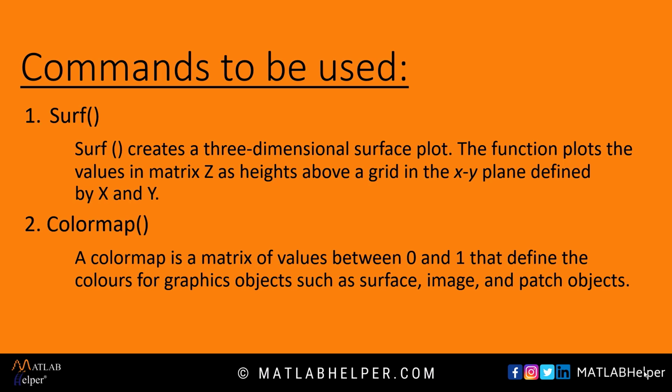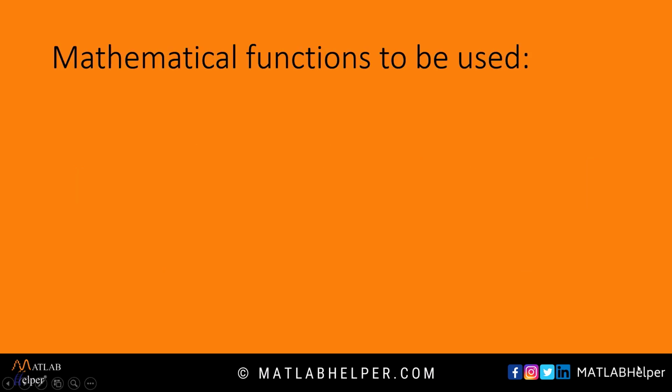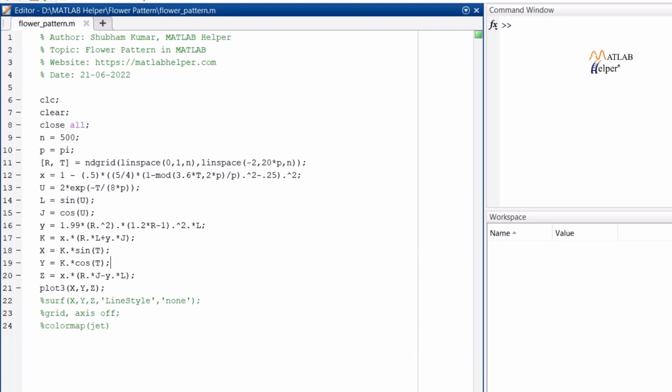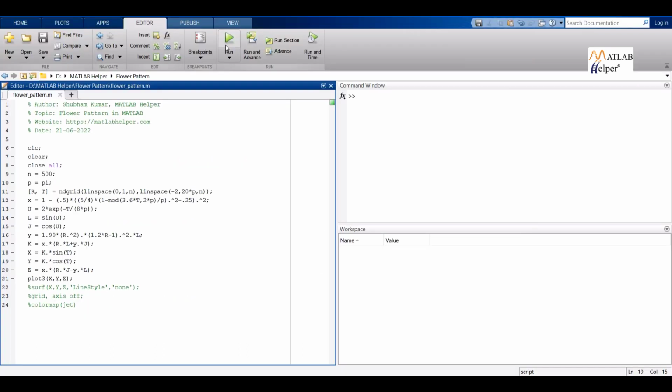We will also keep the grid and axis off so that our image becomes as clean as possible. The surf function will use these mathematical functions of x and y. We will also modify these two equations in the code. This is the code for designing the flower in MATLAB. Notice that I have used these additional equations.